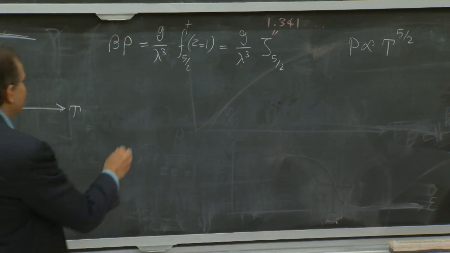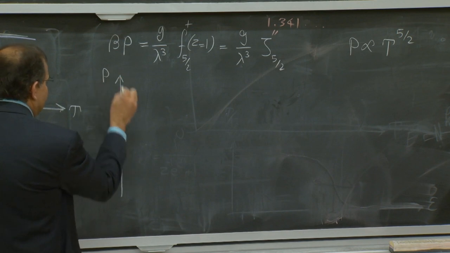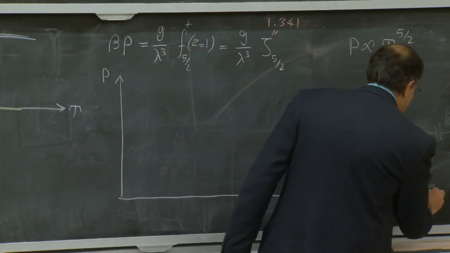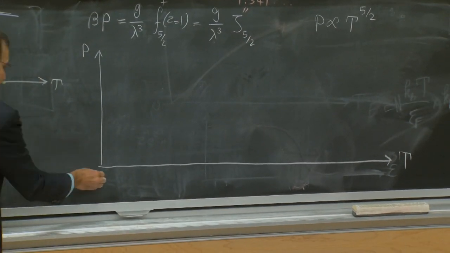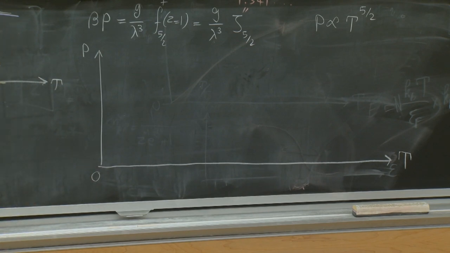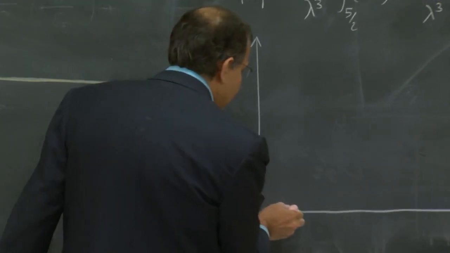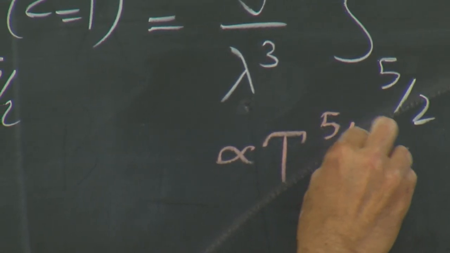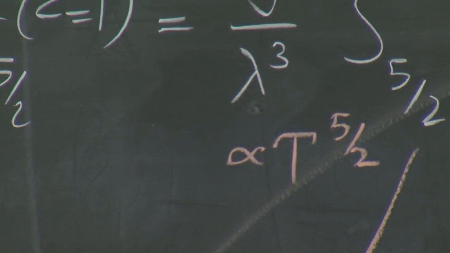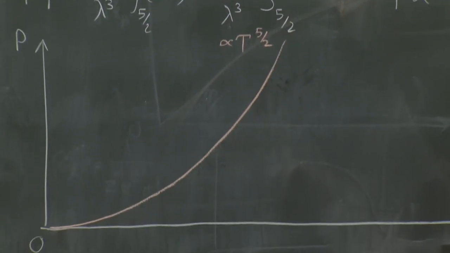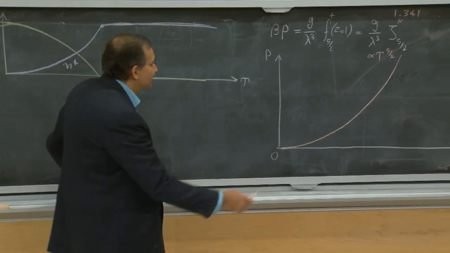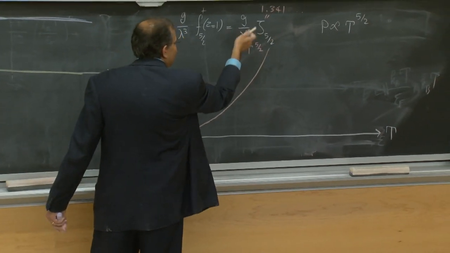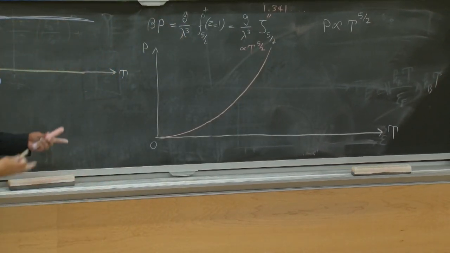So if I were to plot the pressure as a function of temperature, what I find is that at low temperatures, the pressure is simply given as T to the 5/2. And you can see that this pressure knows nothing about the overall density of the system, because this is a pure number. It is only a function of temperature, mass, etc. There is no factor of density here.